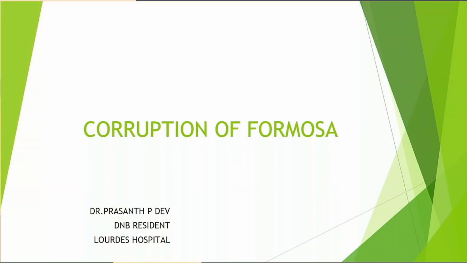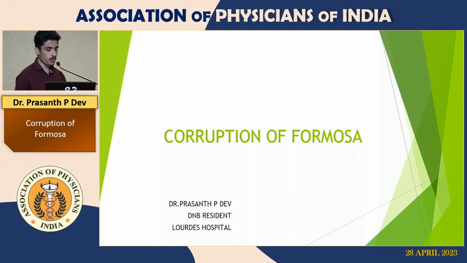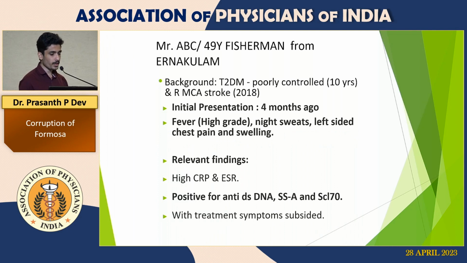Good evening to one and all present here. Moving forward with my case presentation. It's a case of a 49-year-old fisherman from Ernakulam, with a background of type 2 diabetes mellitus, which has been poorly controlled for the past 10 years, and a history of right MCA stroke in 2018.